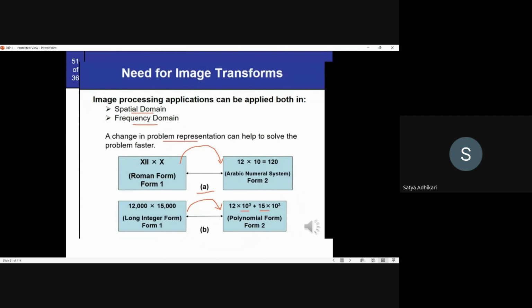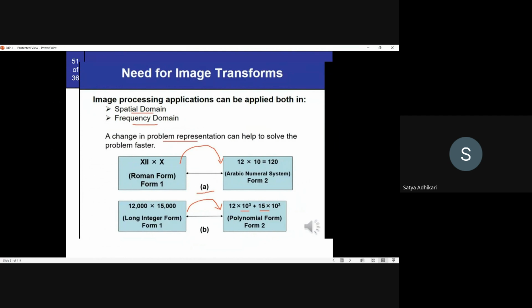You see a change in the program. Suppose you take the example of number systems. You see XII into X. XII stands for 12. If you do not change this to the numerical system, we cannot multiply this. XII cannot be multiplied by X. If you only give XII into X, but you don't know XII stands for 12 and X stands for 10, you cannot tell the answer is 120.